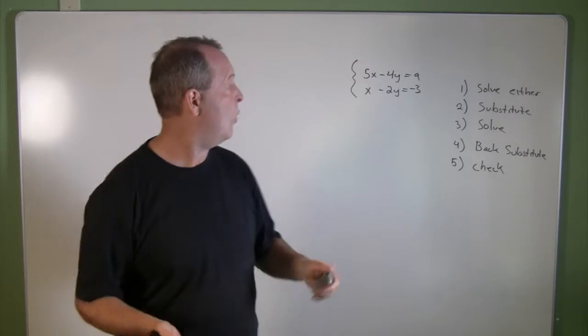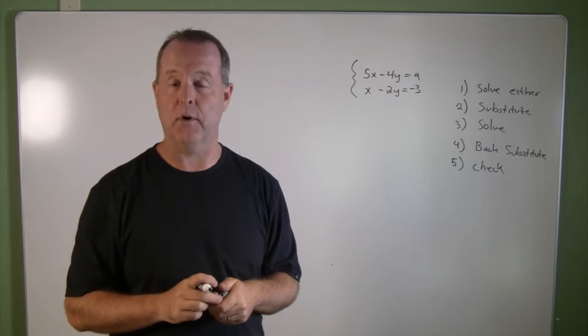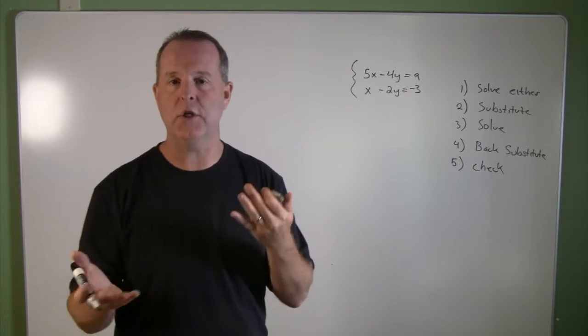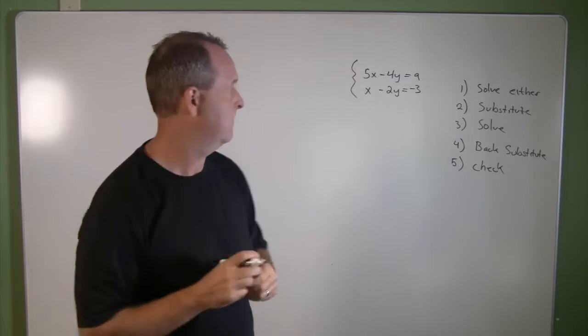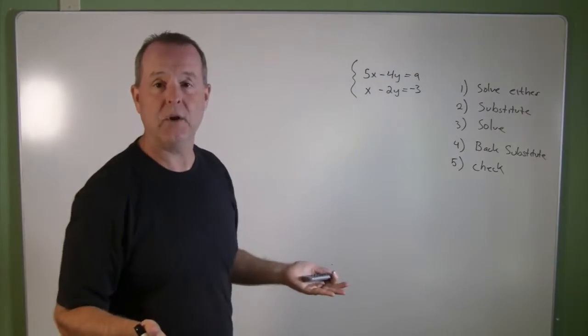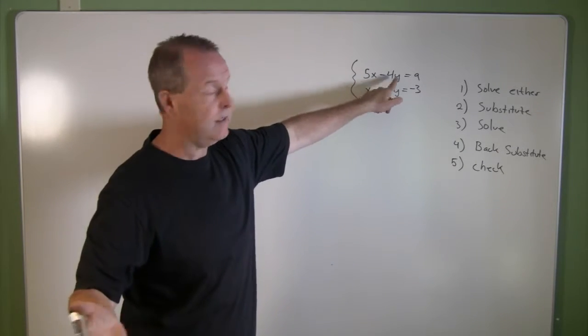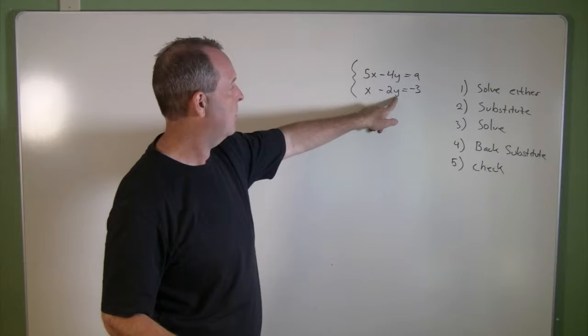Well, you notice right away that neither of the equations is solved for a particular variable. So what I'm going to do is rewrite the system. And what that means is, first of all, which one do you want to solve for? Do you want to solve for this x or that y, or do you want to solve for this x or that y?